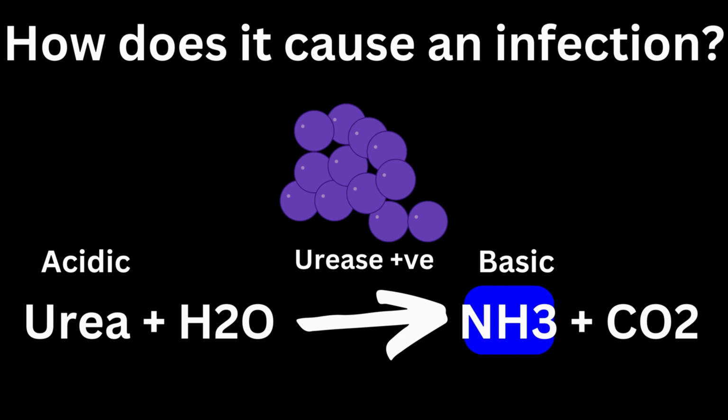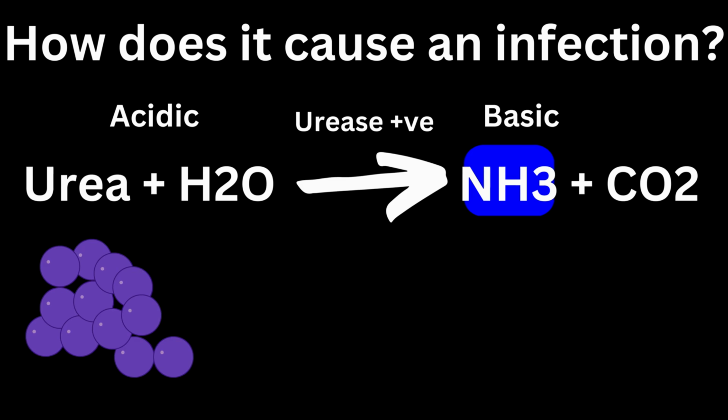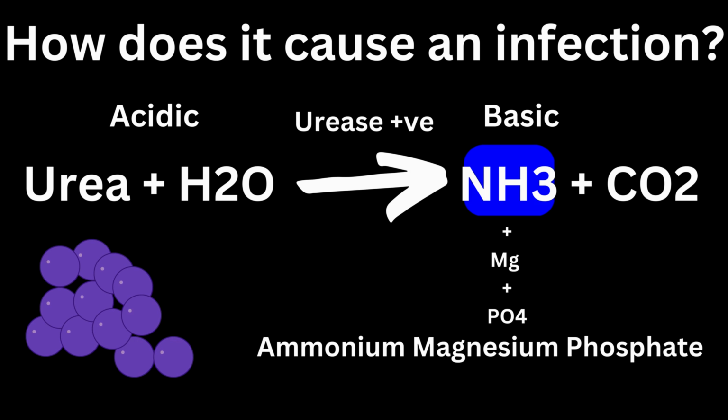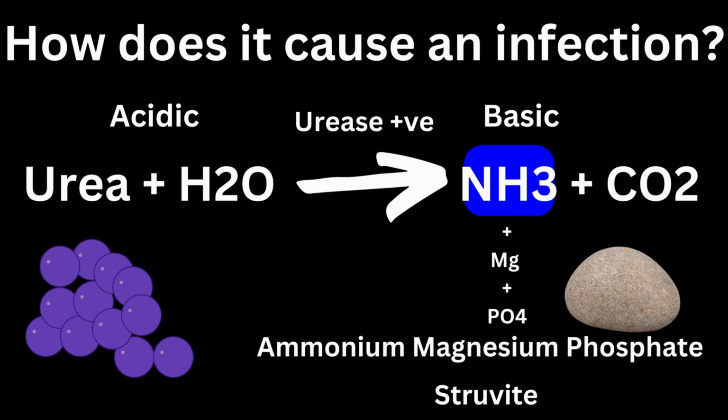Now, what is the problem that may be caused if it converts urea into ammonia, other than the environment being favorable for the bacteria? Another issue that's possible is that ammonia can combine with phosphate and magnesium in order to form ammonium magnesium phosphate. This is also known as struvite calculi or struvite stones that can form in the urinary tract, which may be an impediment for the urine to pass, as it may act as a blocker.